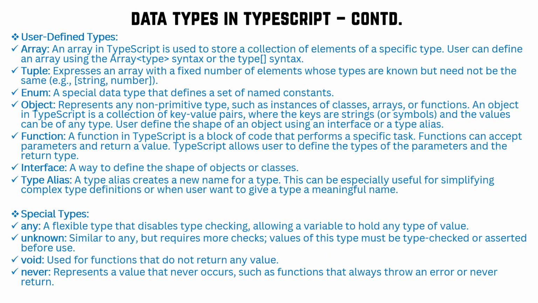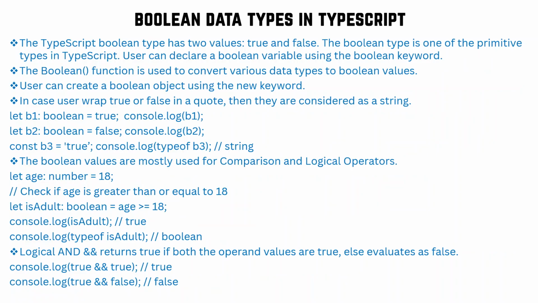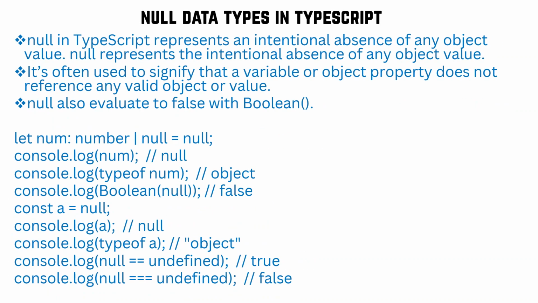Along with that, special data types are available called any, unknown, void, and never, which we'll discuss tomorrow and the next day. And user defined types like array, tuple, enum, object, function, interface, and type are also available. So I think these are the things I planned to cover today.